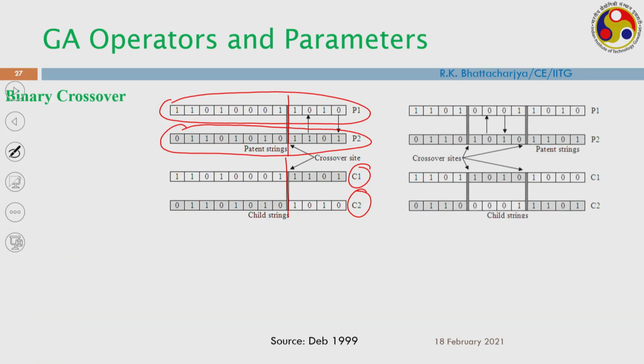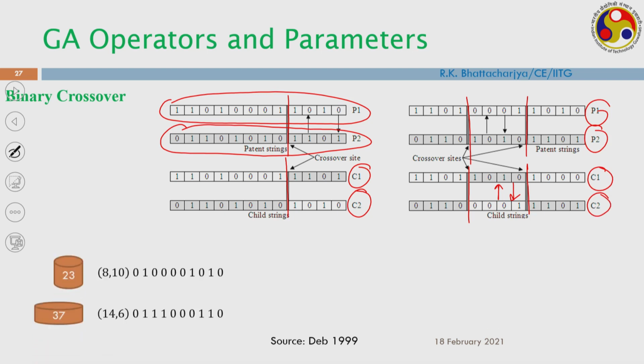Sometimes what happens, we are also taking two crossover sites. So, in this case this is one site and this is another site, and then exchange of gene information is happening. Okay. So, from these two parents, parent 1 and parent 2, you are getting two solutions, that is C1 and C2.